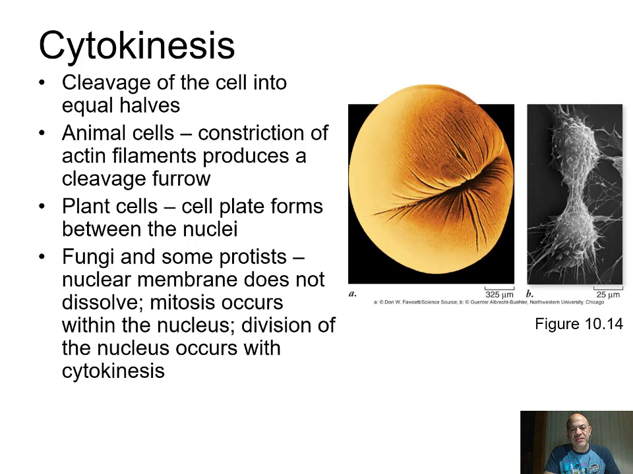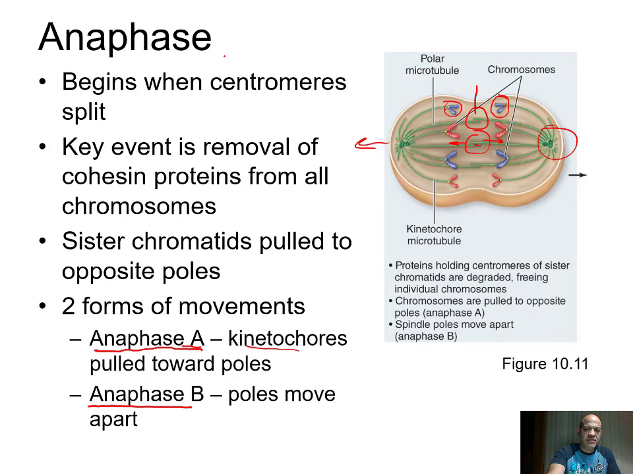And now we have to separate the cytoplasm. So we've formed two nuclei. The entire cell has not divided yet. So this process is called cytokinesis. You want to think back that this process has started to occur as far back as anaphase.